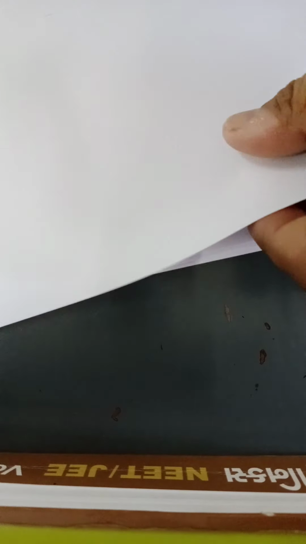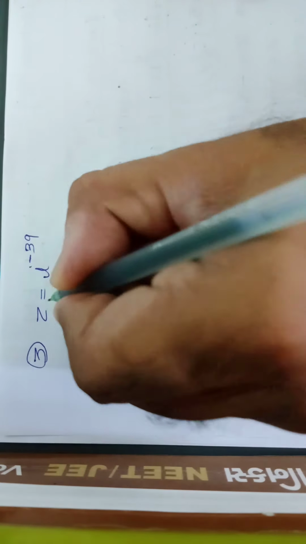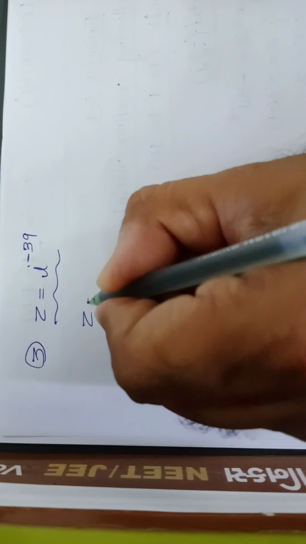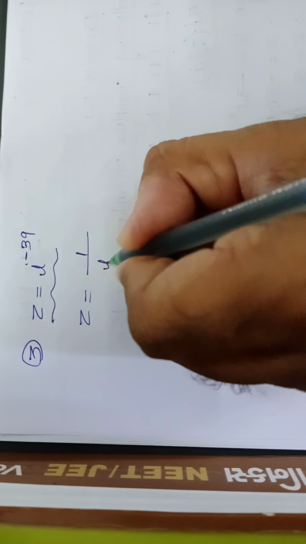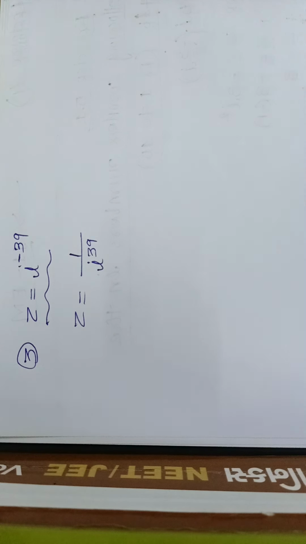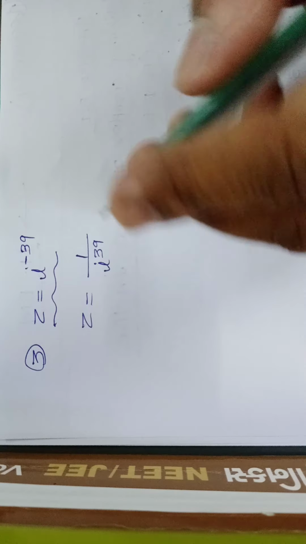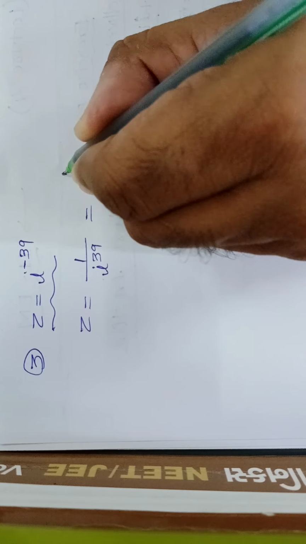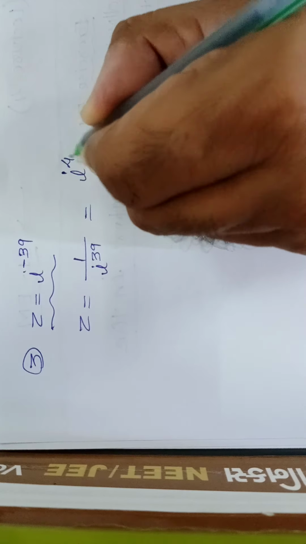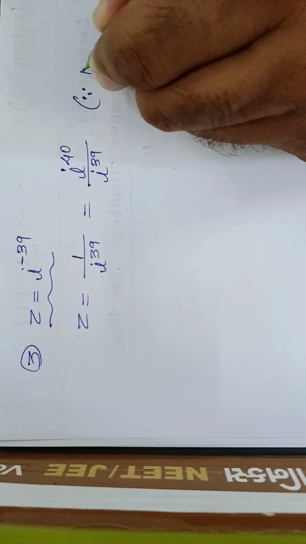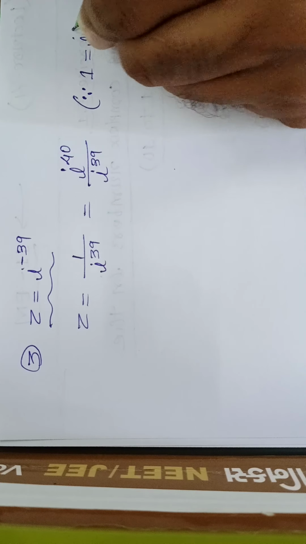Let us see. This Z is equal to, see here how I solve it. Z is equal to I raised to minus 39, right? I just give another method, 1 upon I raised to 39. In this there is no doubt. Now look carefully, 1 can be written as I raised to 40 upon I raised to 39. I write the reason. The reason is 1 is equal to I raised to 4.